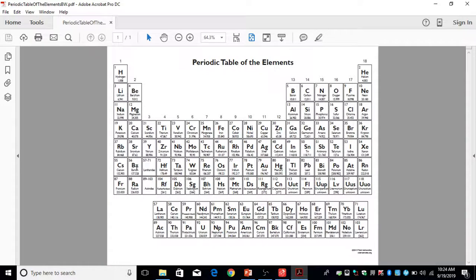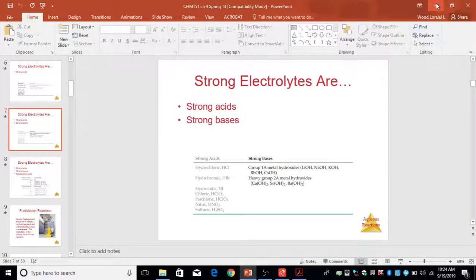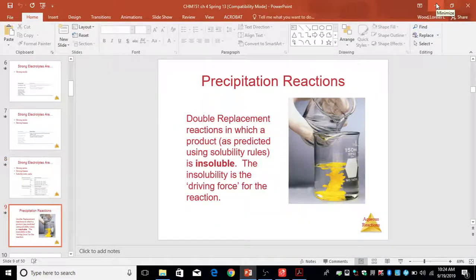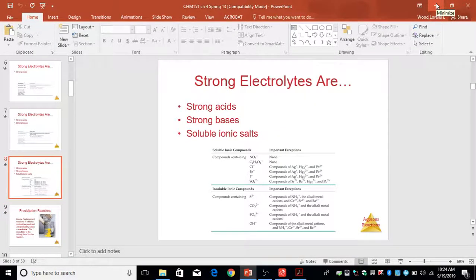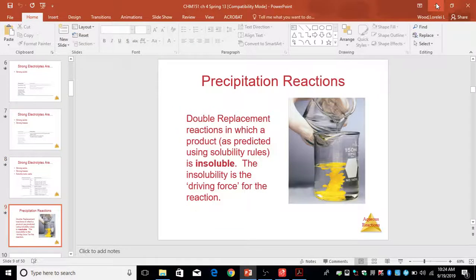So, quickly review. Hydroxides of the alkali metals are all strong bases. Hydroxides of the heavier alkaline earth metals are strong bases. If you know the strong bases, everything else is weak, right? All right, so strong bases are also strong electrolytes.